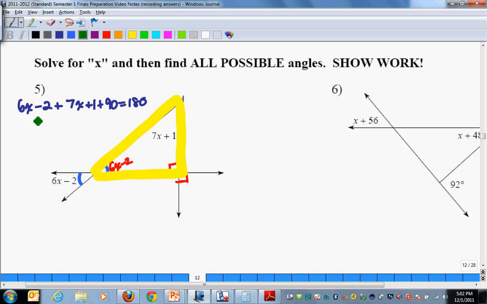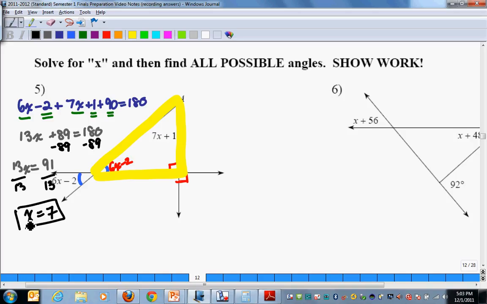We're going to collect like terms. And we get 13x plus 89 equals 180. Minus 89 both sides. 13x equals 91. Divide by 13, and we get x equals 7.